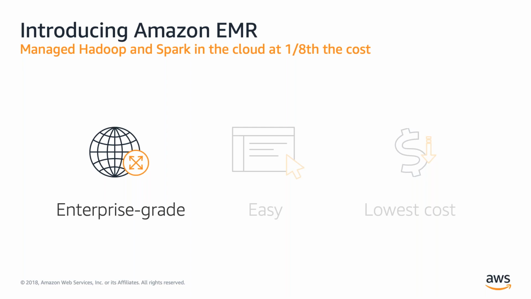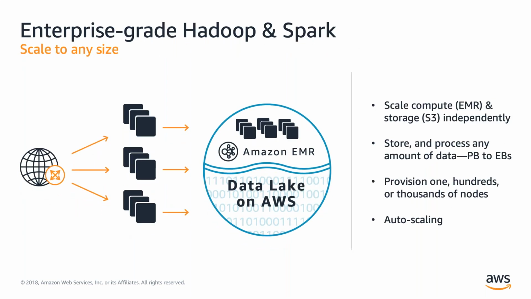In terms of enterprise grade, Amazon EMR enables you to provision hundreds or thousands of compute instances in minutes. You can also use autoscaling to have EMR automatically scale up your Hadoop and Spark clusters to process data of any size, and back down when the job is complete to avoid paying for unused capacity.